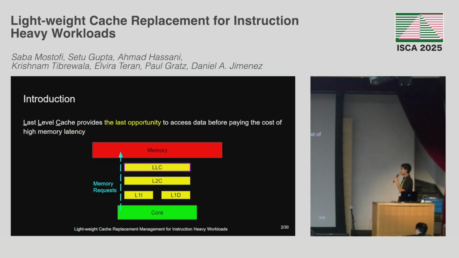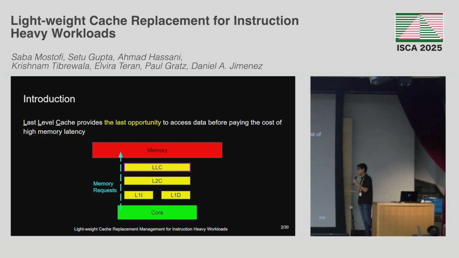First, let's talk about what the LLC is and why we even care about it. The LLC provides the last opportunity to access the data before paying the cost of high memory latency. As all of us probably already know, memory speeds are not progressing as fast as core speeds. So we want to make sure that most of the requests we make actually hit in the caches so that we don't have to pay that high memory access latency. Caches are one way to achieve this.